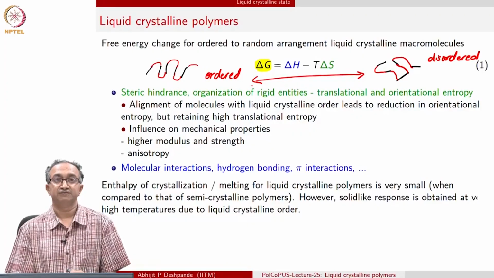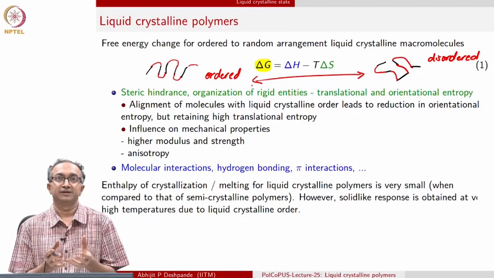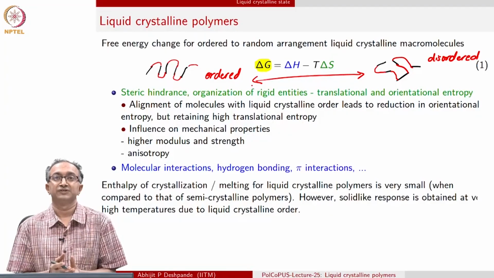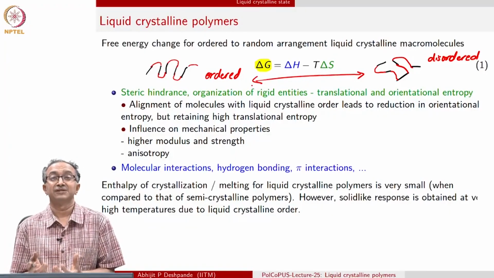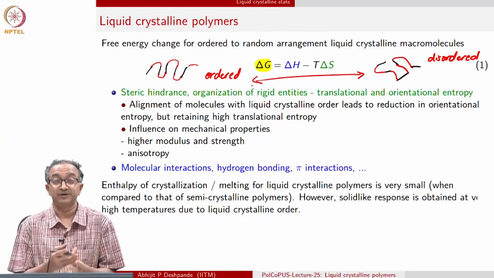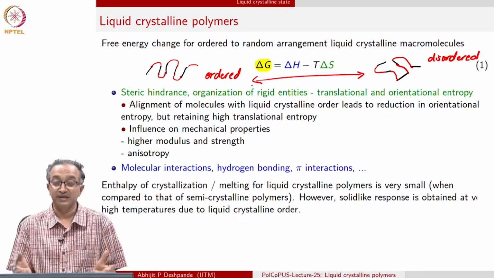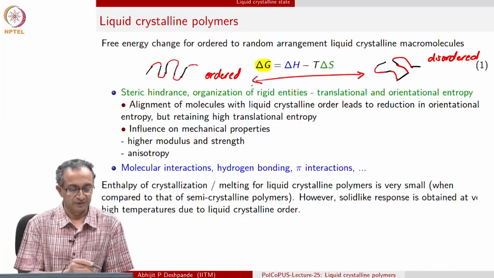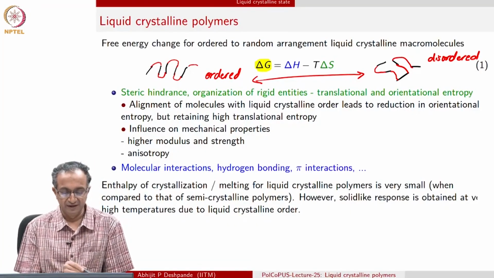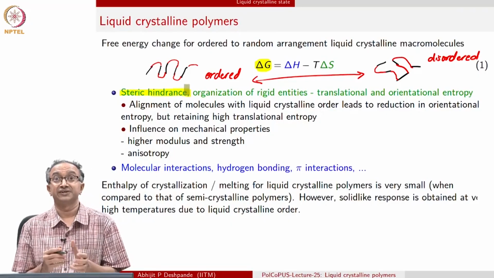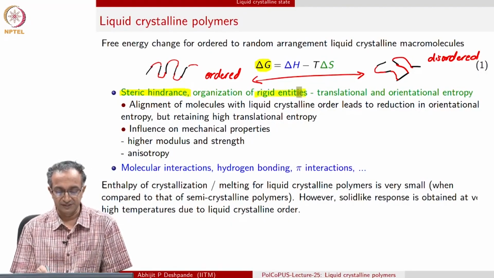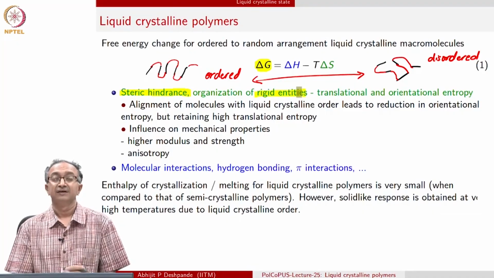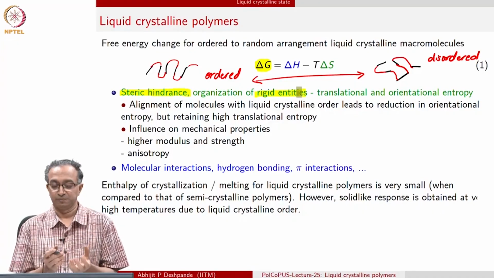And so, the Gibbs free energy change for this, as we know, can be thought of as two different components. One is related to the enthalpic component, which is based on interaction between macromolecules, and the other one is related to the entropic component, which talks about the ordering as well as the number of different ways in which these macromolecular segments can be positioned with respect to each other. So, therefore, depending on the macromolecule that we have and depending on the kind of steric hindrance that is present in the organization of rigid entities, we will have differences in terms of the entropy.